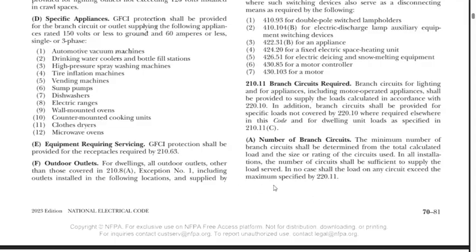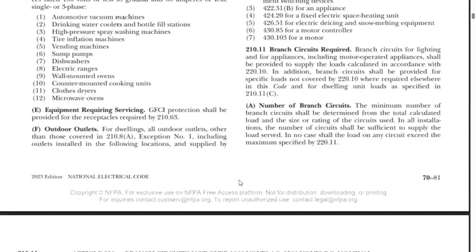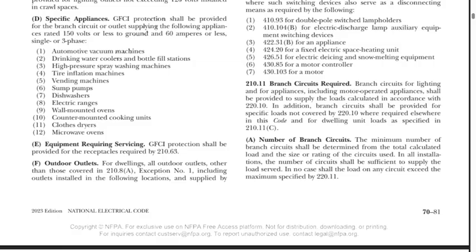All right, I do want to get into a quick explanation here on this article, which we're going to start tomorrow, 210.11. Branch circuits required, because this takes us into the beginning of a much larger set of calculations. You can see it's mentioning Article 220 here, which is called Load Calculations.